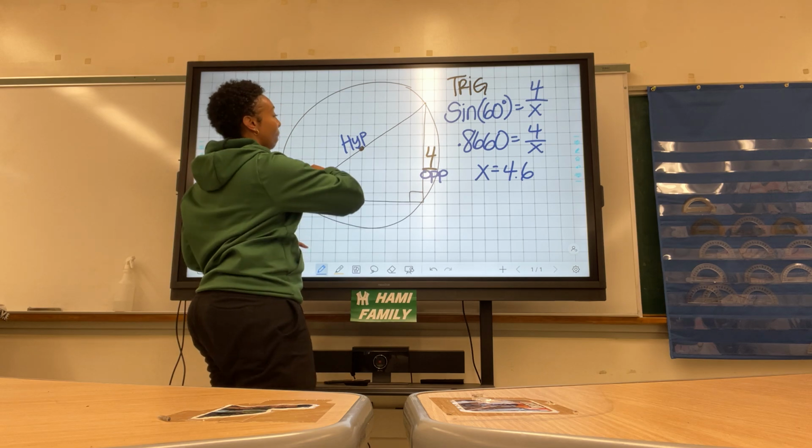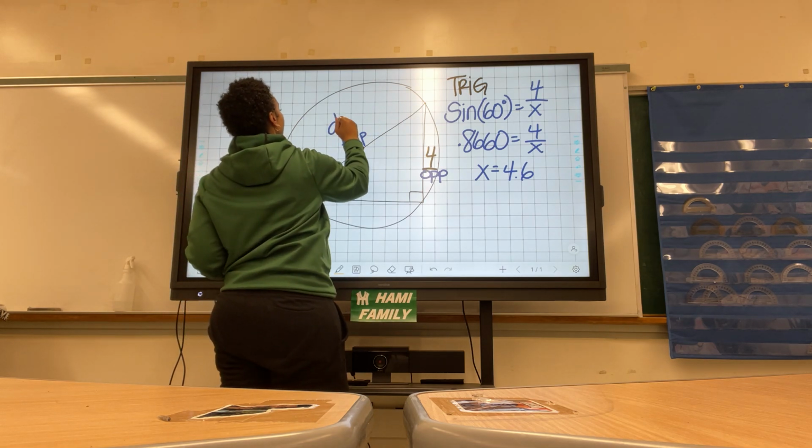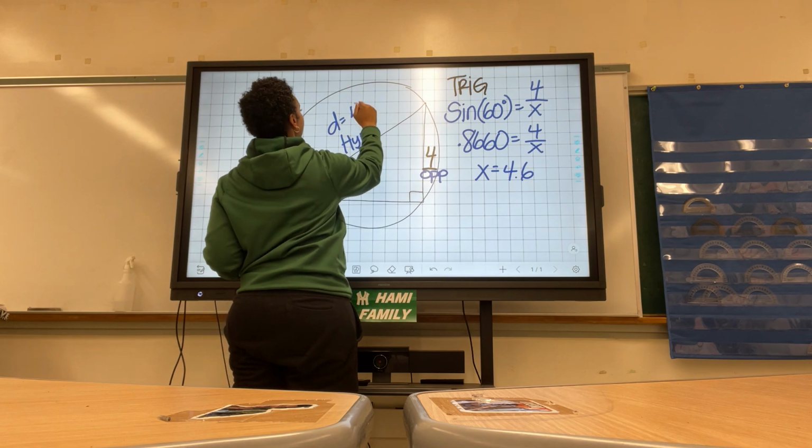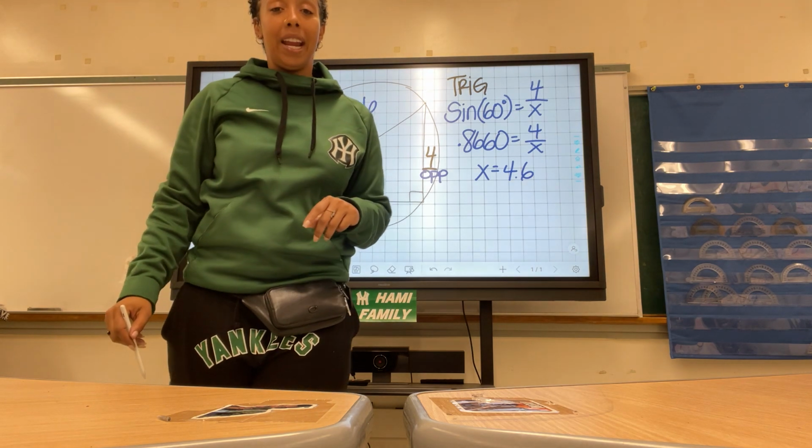Now that I know what my hypotenuse is, that is also my diameter. So I can say the diameter of this circle is 4.6. And from there, I can use that to find my circumference and my area.